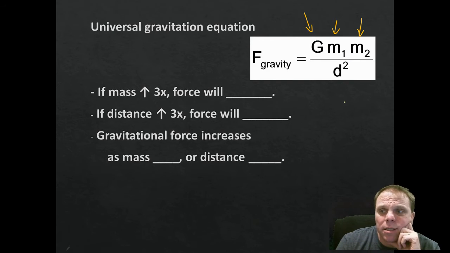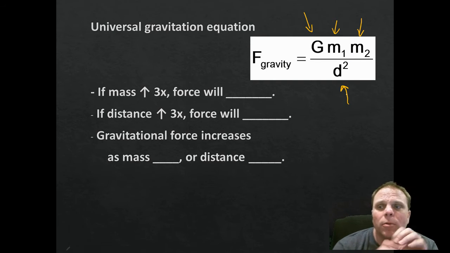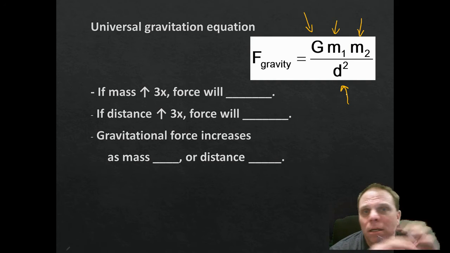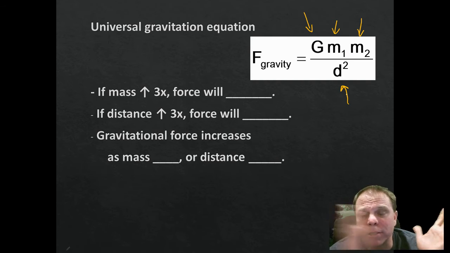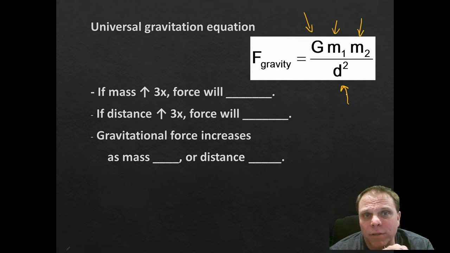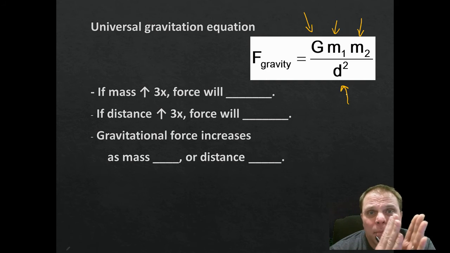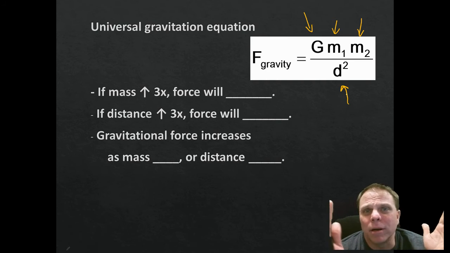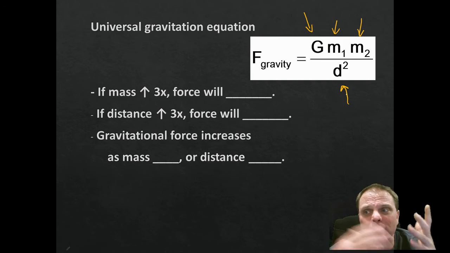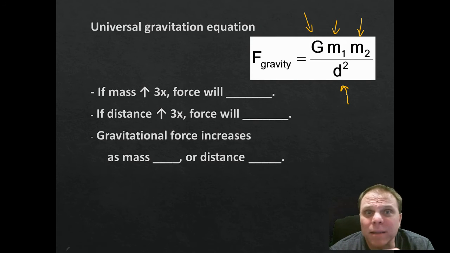But look at the distance. It says that we're dividing our overall masses multiplied by each other and multiplied by the universal gravitational constant, and we're going to divide it by the distance squared. So that means that every time you increase your distance by a factor of 1, then you're squaring the effect that it's going to have on the object.